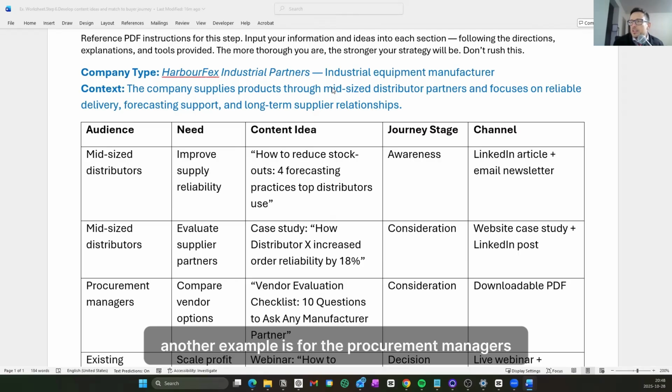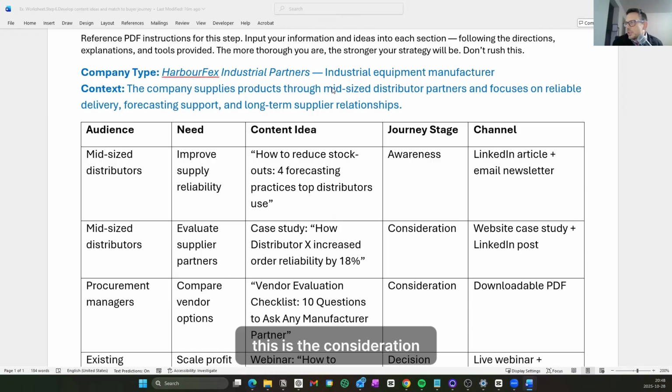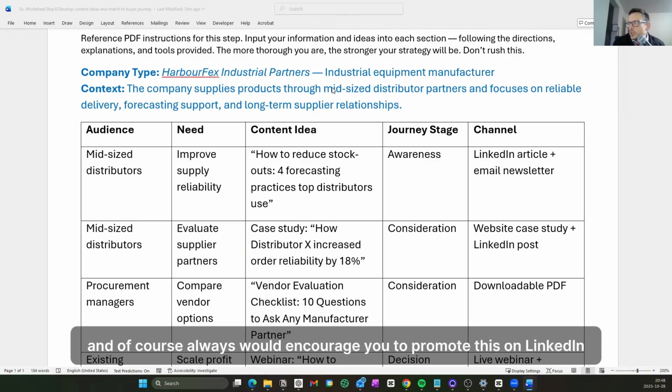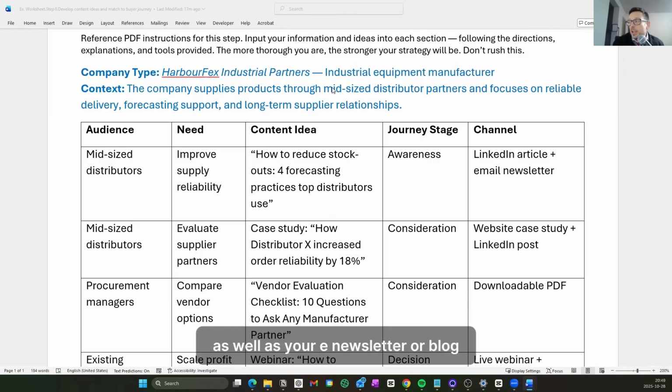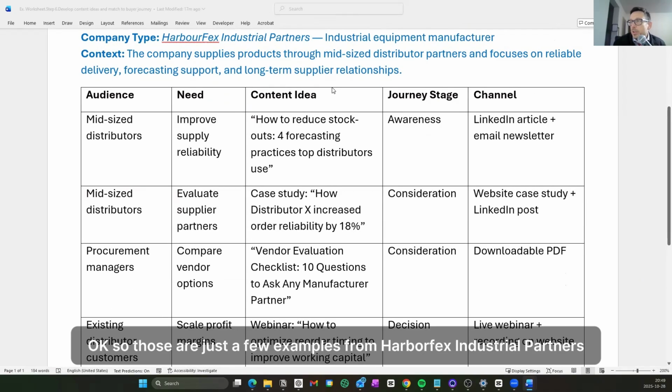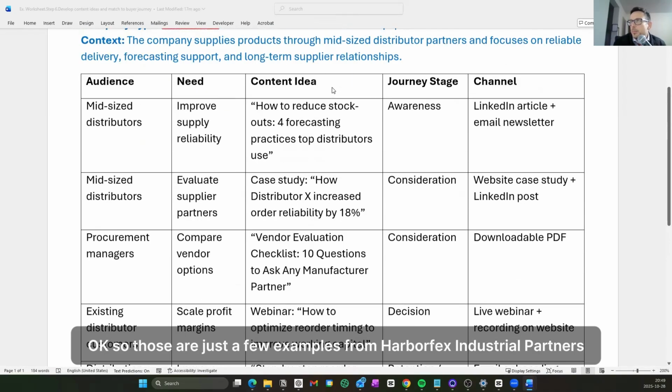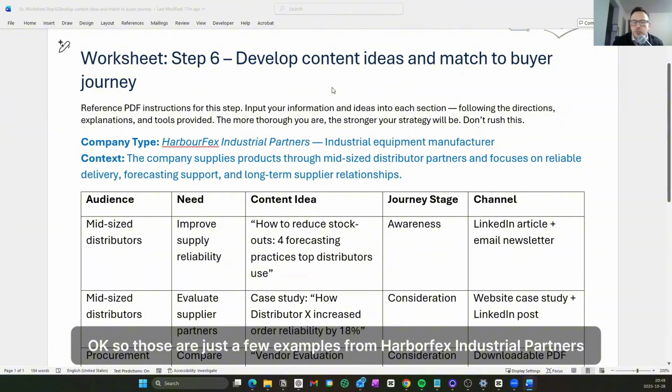Another example is for the procurement managers: compare vendor options, with a vendor evaluation checklist, "10 Questions to Ask Any Manufacturer Partner." This is the consideration stage again, with a downloadable PDF. And of course, I would always encourage you to promote this on LinkedIn or your social channels, as well as your e-newsletter or blog. Okay, so those are just a few examples from HarborFlex Industrial Partners.